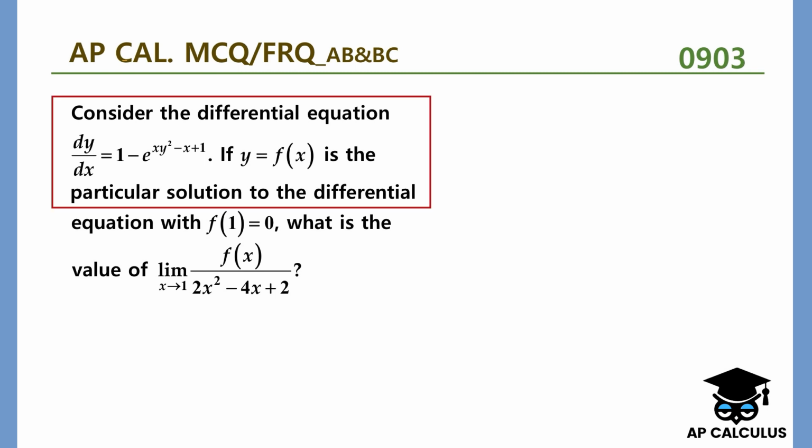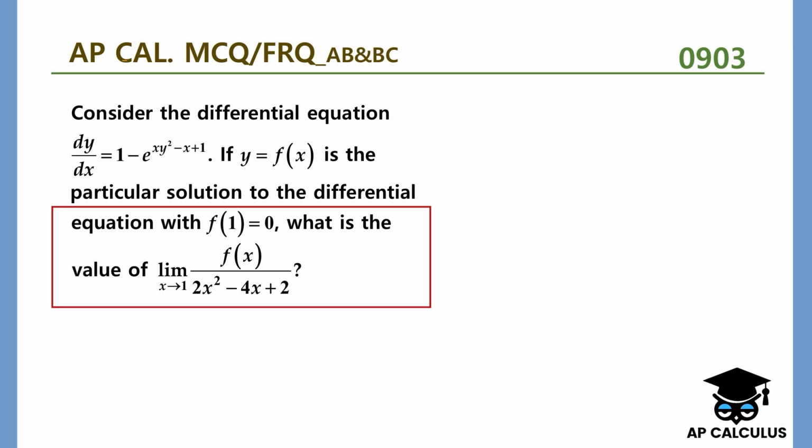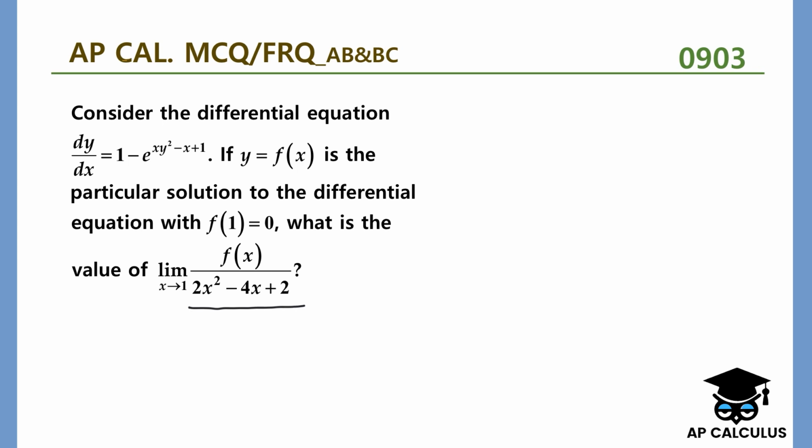Question 903. Consider this differential equation right here. If y is equal to f(x) is the particular solution to the differential equation with f of 1 is equal to 0, what is the value of this limit? Okay, we have to find this limit as x approaches 1, right? So if we substitute 1 for x, then that's going to be equal to f of 1, which is equal to 0, over 2 minus 4 plus 2. That's 0, right? So the numerator is equal to 0, the denominator is equal to 0.